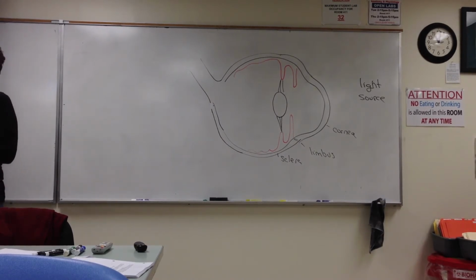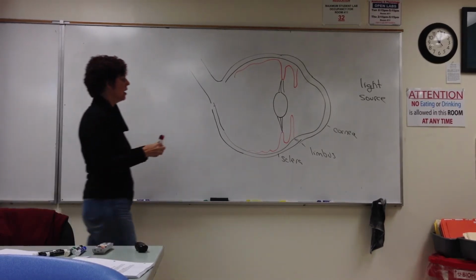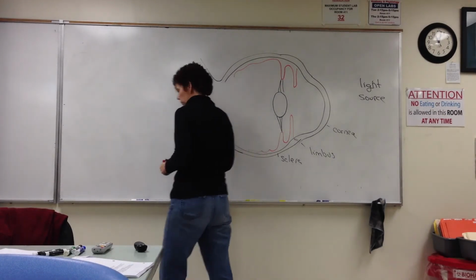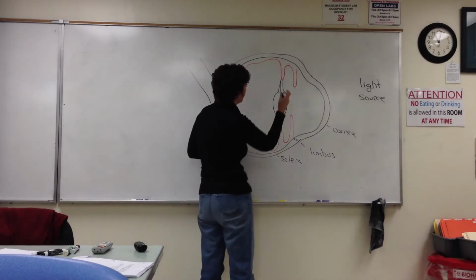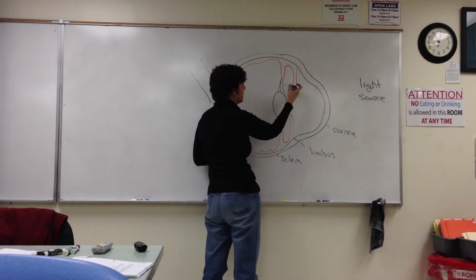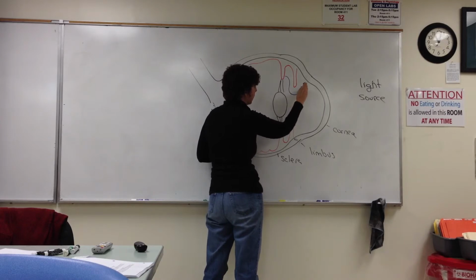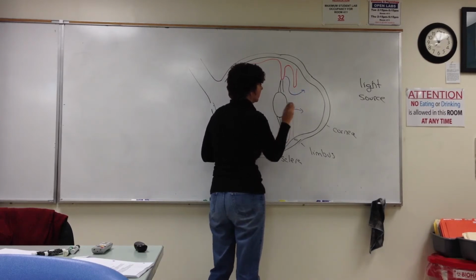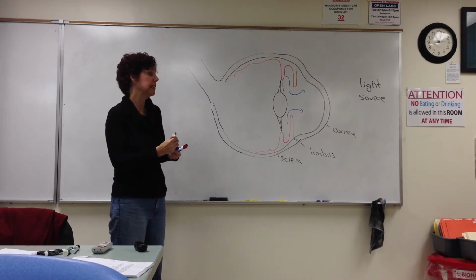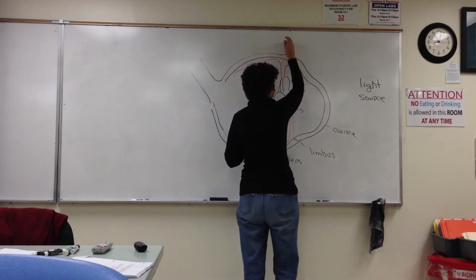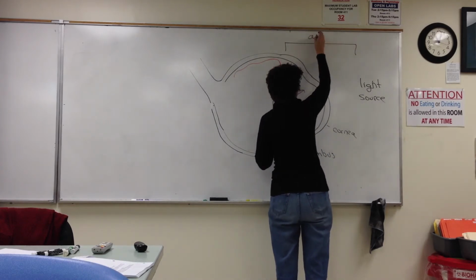Now remember the ciliary processes, which were also part of the ciliary body, secreted aqueous humor. And so the aqueous humor is going to travel from those ciliary processes into the space between the lens and the iris and through the pupil. The space that is between the lens and the cornea is known as the anterior cavity.